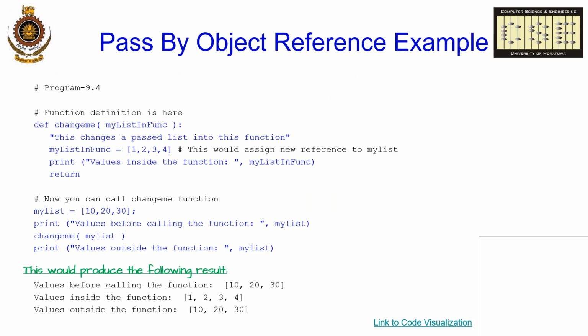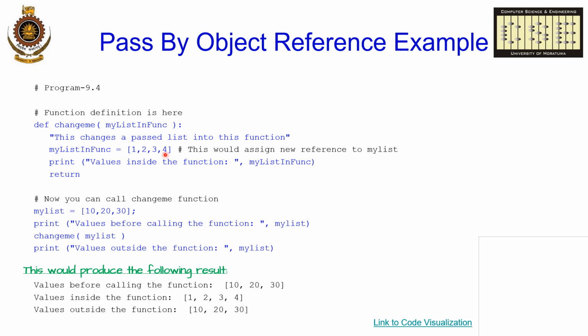Let's try to understand this pass by object reference with another slightly different example. In this case, it might look very similar to the one we ran before, right? It looks very similar to the program we ran before, but there's a subtle, very important difference. Here we again have change_me, the function change_me having an argument called myList_infunc.